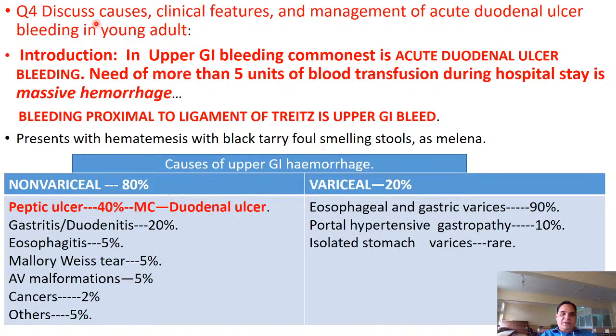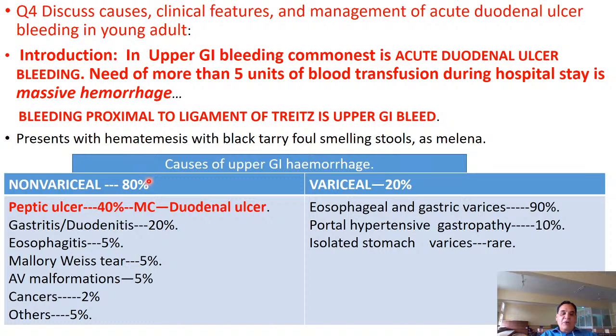So coming to the causes. This is a question, causes. This graph I think we should remember, it is very simple. There are two major causes of upper GI hemorrhage. Number one is non-variceal hemorrhage. Number two is variceal hemorrhage. That means whenever the bleeding is occurring from the esophageal or stomach varices, it is a variceal hemorrhage. But remember, this is only 20% common. It is massive, but fortunately it is not very common. What is common? Non-variceal bleeding, which is 80% common.